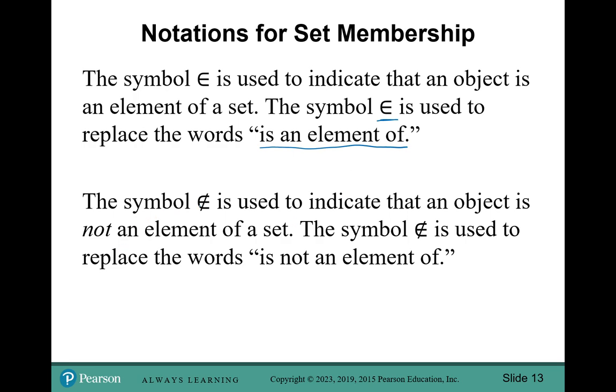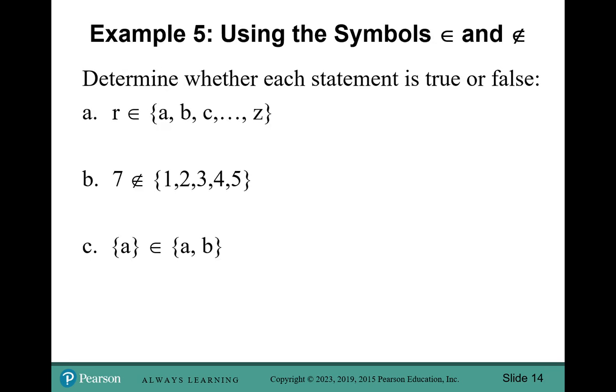Now, on the opposite side of that, the symbol with the little e with a slash through it is used to indicate that an object is not an element of the set. The symbol, the little e with the slash through it, is used to replace the words "is not an element of." So we have "is an element of" and we have "is not an element of." Okay, let's see if we can do this.